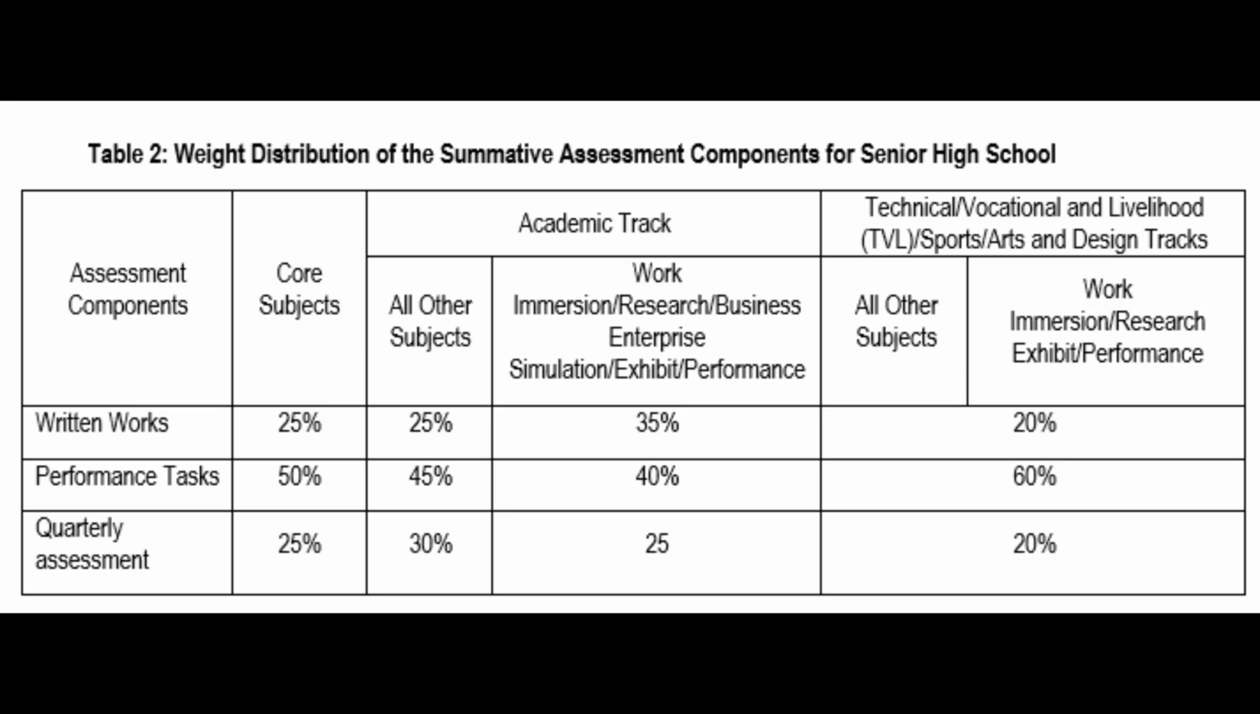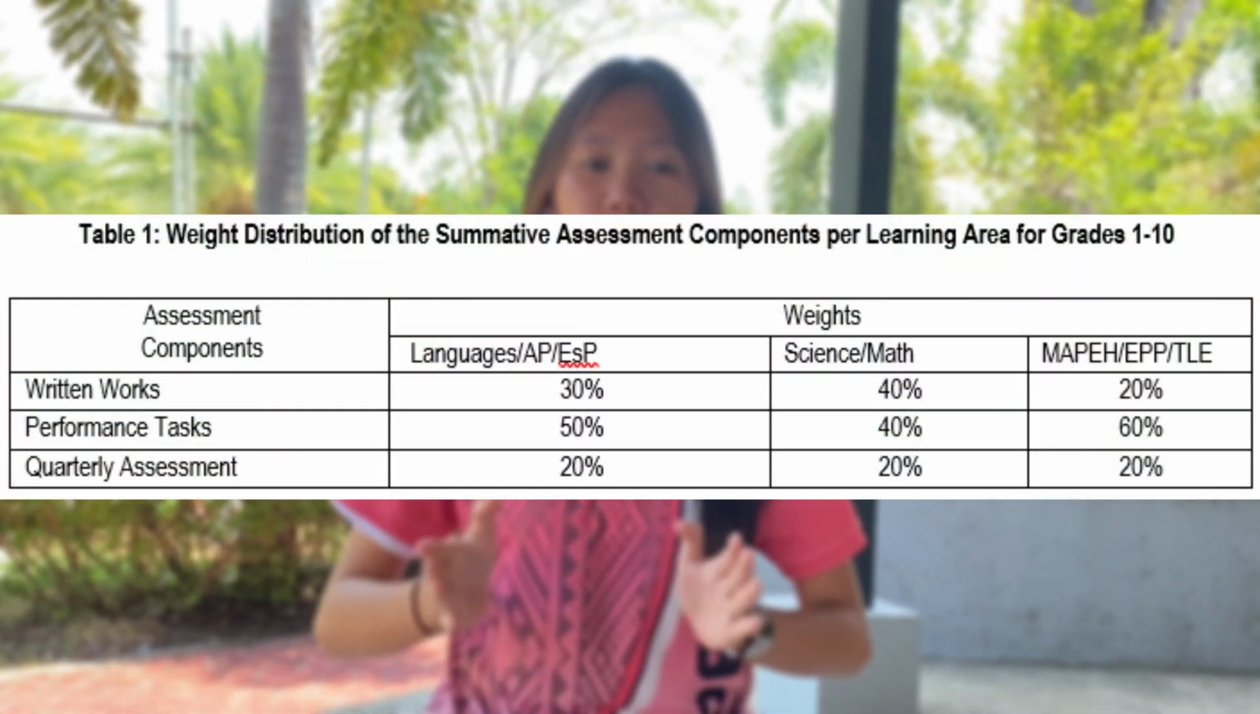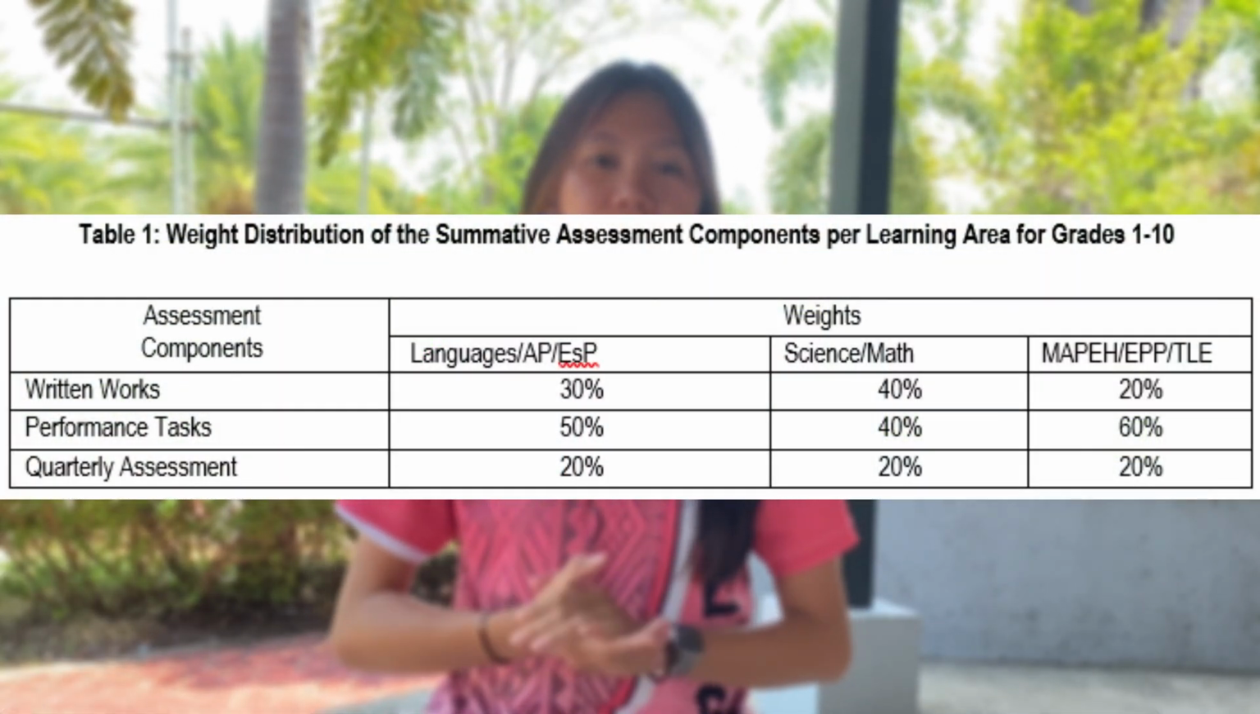To compute for the learner's grade, we first got the total of each component using their given data. After that, we solve for the percentage score using this formula. To get the weighted average, we multiply the percentage score with the weight of each component. We also apply this process in computing for the learner's grades during the pandemic. Here are the weight distributions that we use for grade 1 to 10 in senior high school.